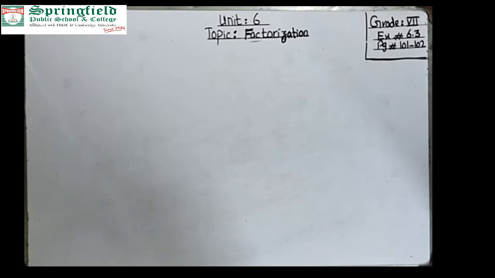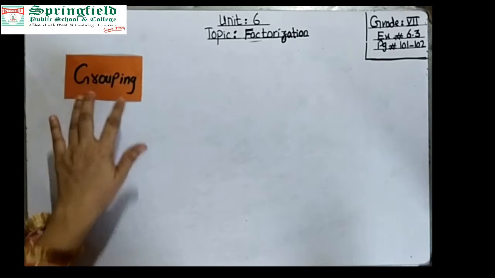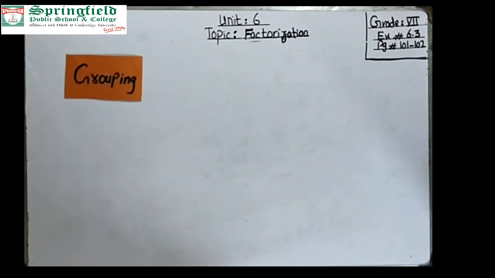In this assignment I will tell you about two more methods. The first one is the grouping method, and the second one is using formulas. It means we can factorize by grouping and by using formulas. So the first topic is factorization by grouping, that is, how we can factorize a polynomial expression by grouping.